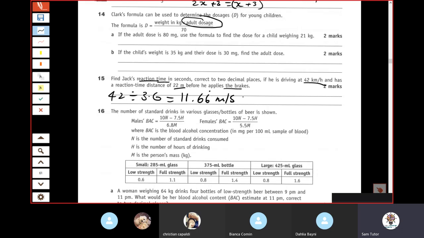Meters per second. And you're going for 22 meters, so you got to go 22 divided by that. Distance over speed equals time. 1.89. And what does it say? Does it say anything? It just says to 2 dp, so 1.89 seconds. It's pretty slow, actually. You should have reacted a lot faster than 1.89 seconds.